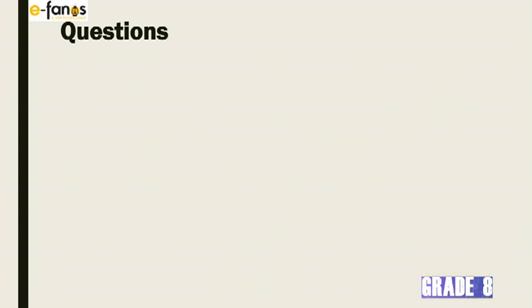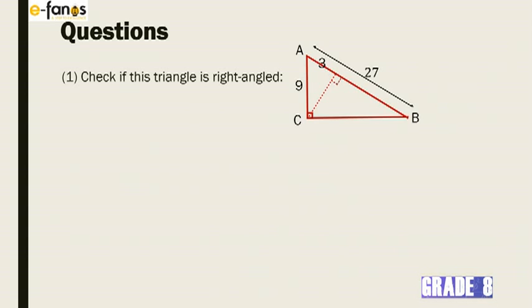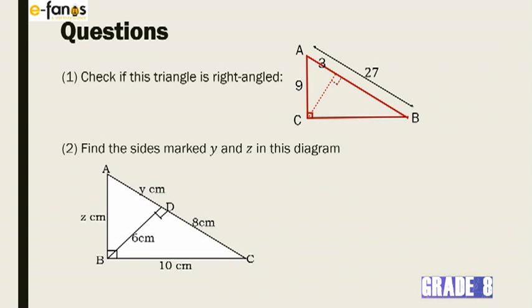Try these questions. Check if this triangle is right-angled. Find the sides marked Y and Z in this diagram. Pause the video whilst you work out the answers.